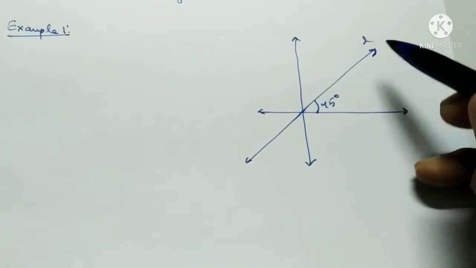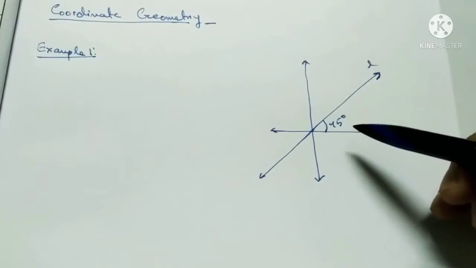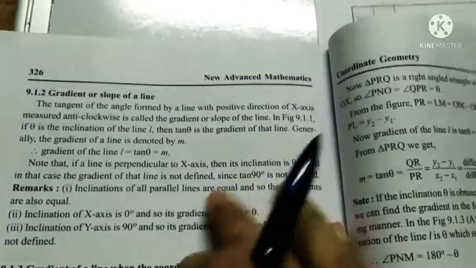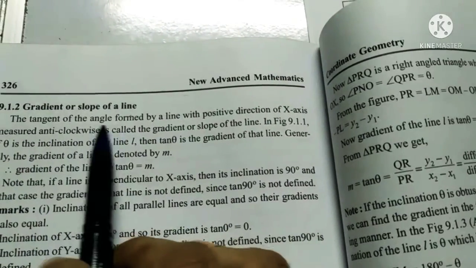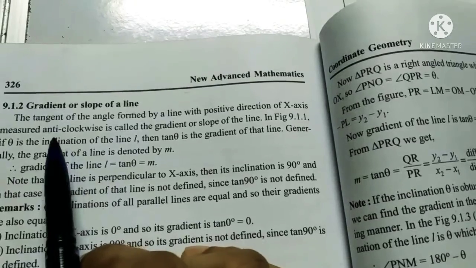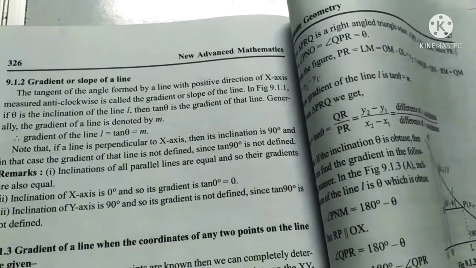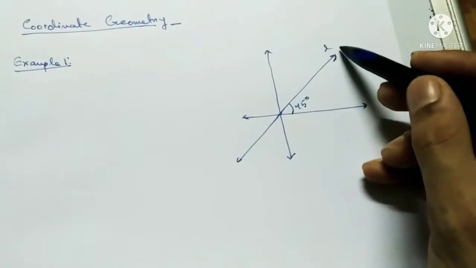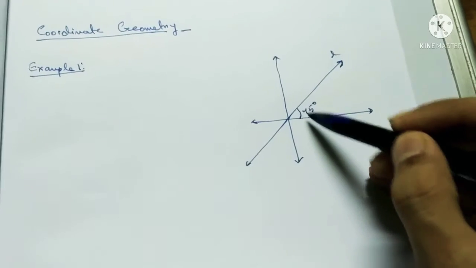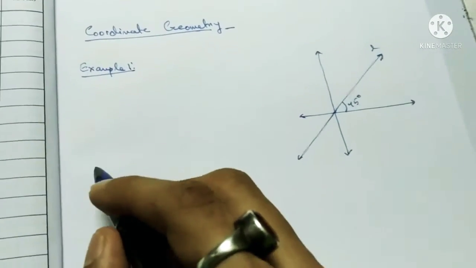Gradient of this line means the tangent of the angle formed by a line with the positive direction of the x-axis, measured anti-clockwise, is called the gradient or slope of the line. So the gradient of this line will be tan 45 degrees.